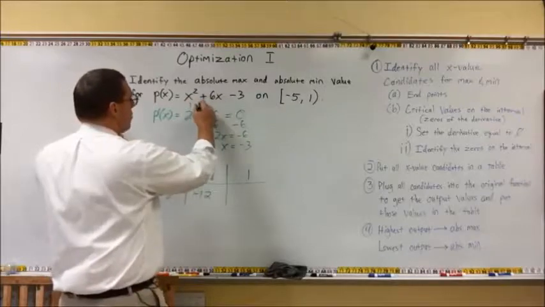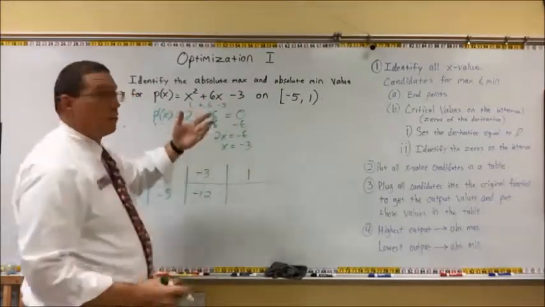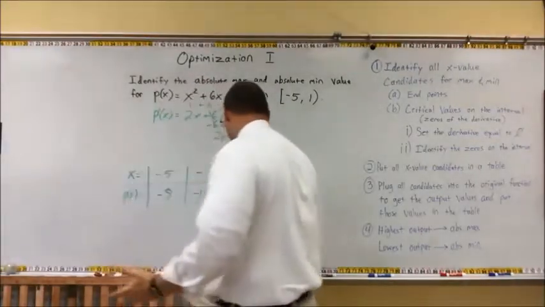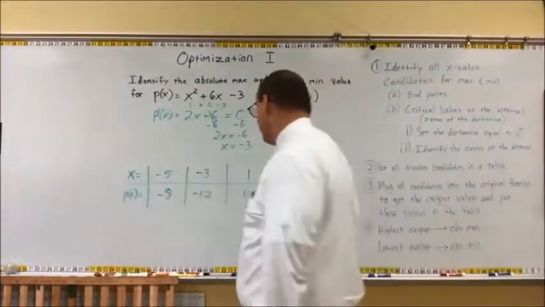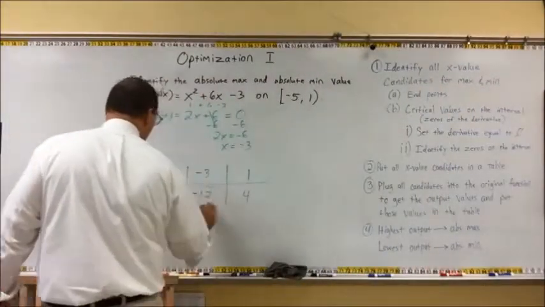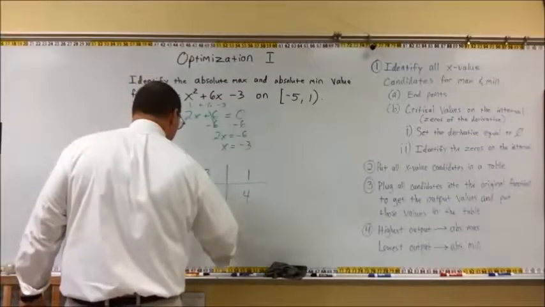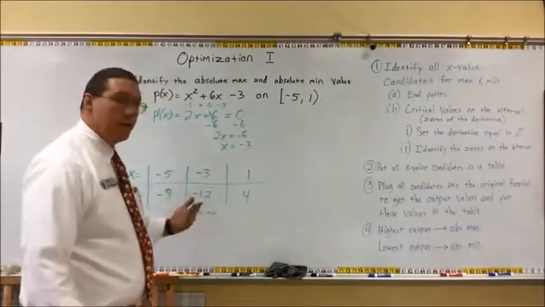6 times 1 is 6, so that's plus 6, minus 3. 1 plus 6 is 7, minus 3 is 4. And so this is what I'm talking about here. Now we're at the point where we have to choose our highest and our lowest point for our maximum and minimum. Our lowest point is -12. So that means we have an absolute minimum at x equals -3, and that absolute minimum is -12.